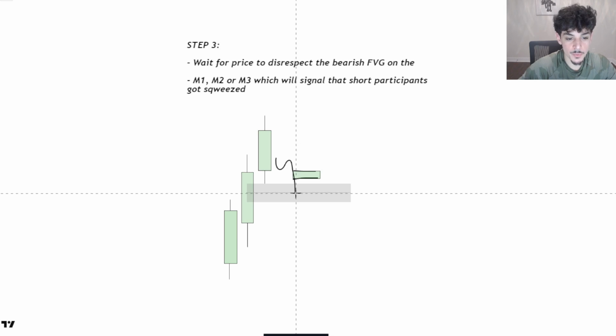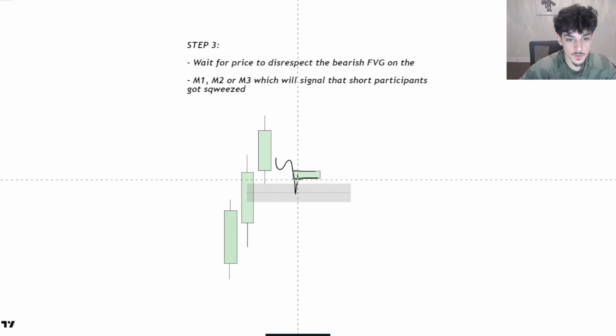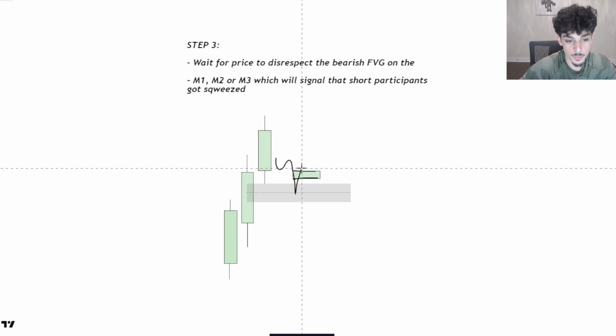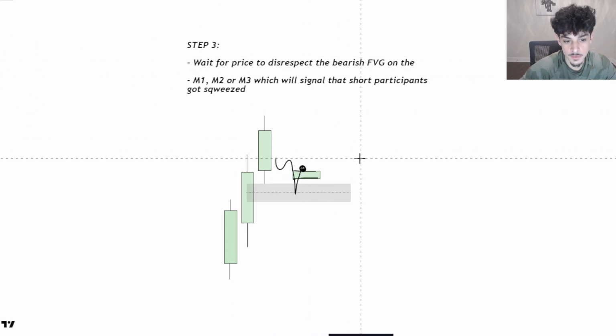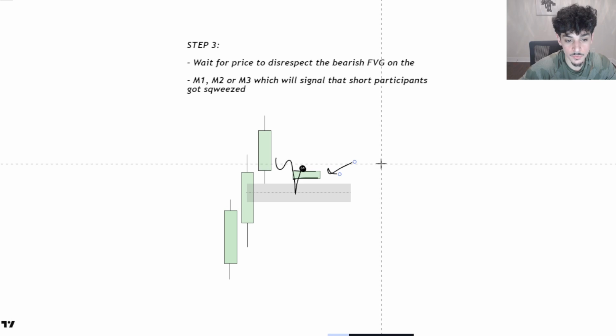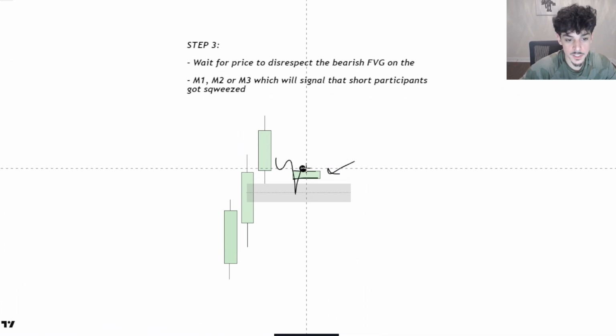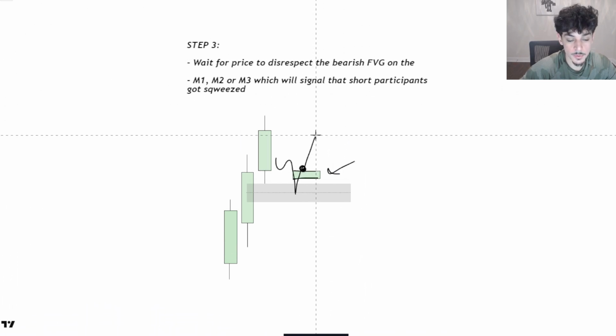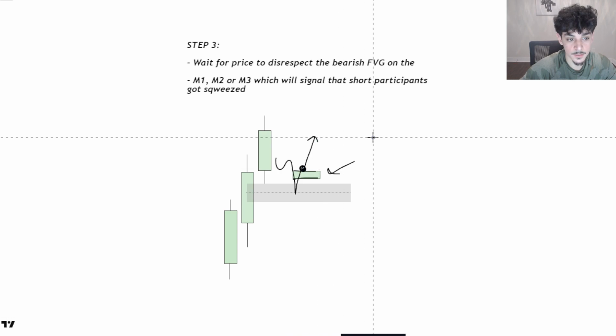Step 3, you want to wait for price to disrespect the bearish fair value gap that was created when you entered the bullish 15-minute gap, which will signal that there is a short squeeze in the market. All the sellers located inside of this fair value gap will get squeezed and will be forced to cover their position, which will drive price up to the most recent high here.